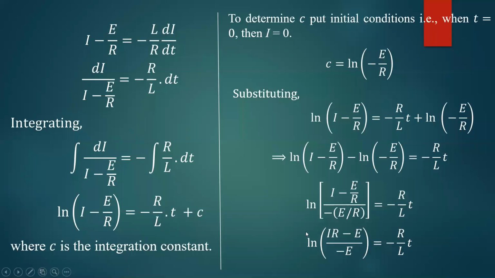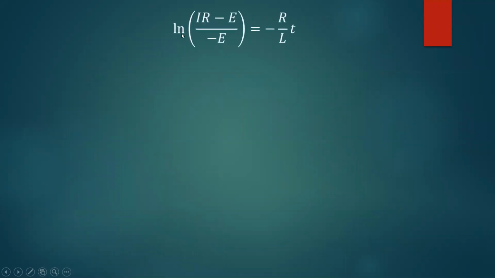Now this is the logarithmic equation. Express this logarithmic equation in exponential form. Already we have done that while deriving the charging and discharging of a capacitor. A logarithmic equation can be converted into an exponential equation. So IR minus E divided by minus E is equal to exponential to the power minus R by L into t. So successfully we have got an exponential equation.